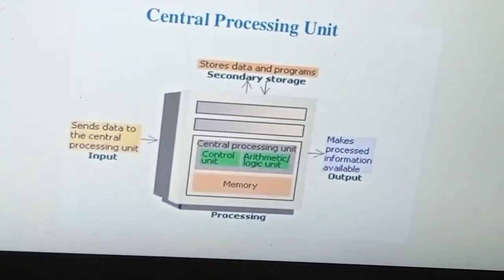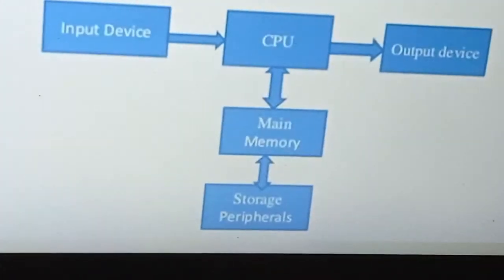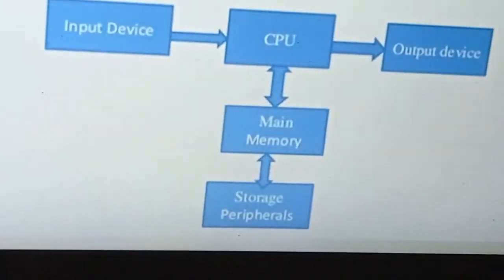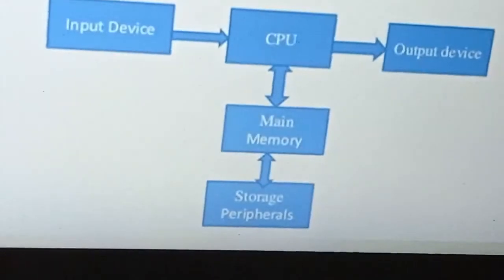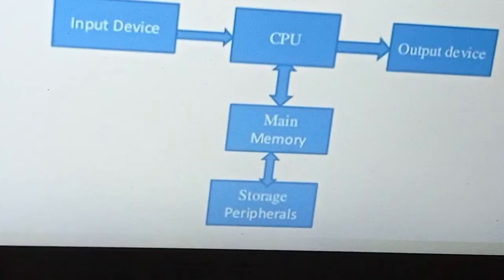This is about the block diagram of a computer: input device, CPU, storage device.